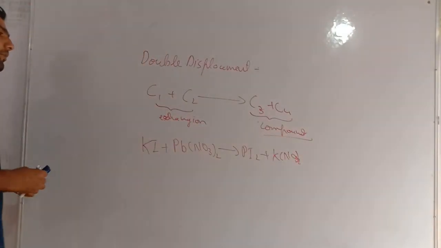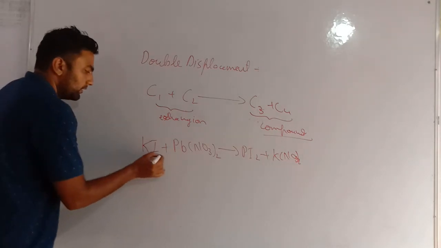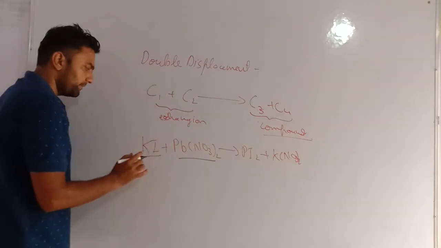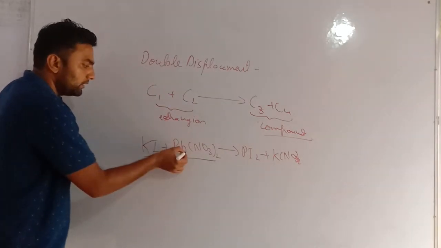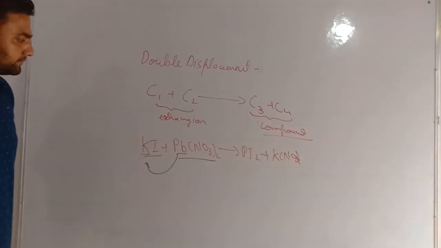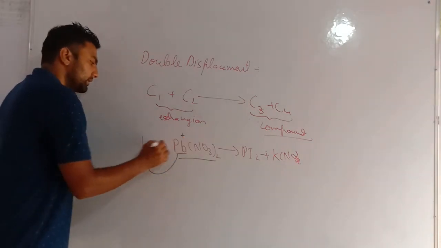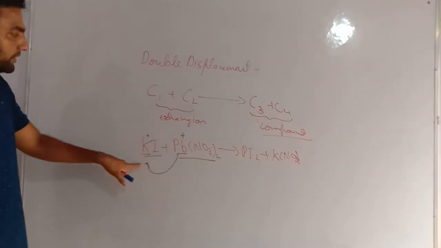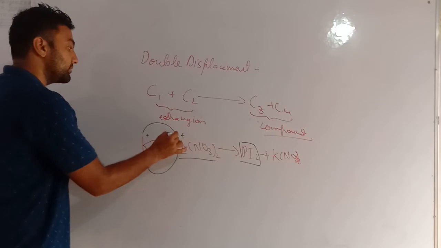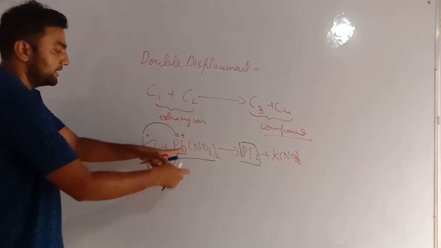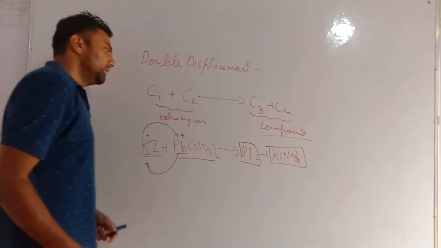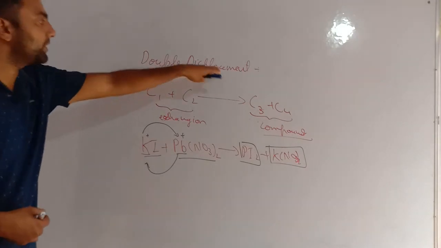See my dear students, very important. Potassium iodide plus lead nitrate, these are compounds. This lead has come to the place of potassium. This is positively charged and this is also positively charged. It has taken the place of this and we got lead iodide. Now this potassium has taken the place of this. Two places are getting exchanged. This has come here and this has taken the place of this, and we have got potassium nitrate. This is a double displacement reaction.